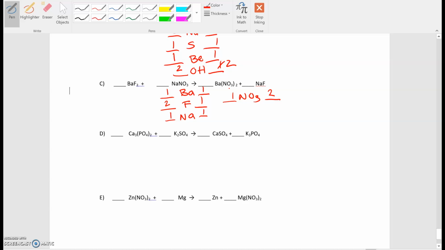Kind of take your pick of what you want to balance first. We can balance our fluorines first by putting a 2 in front of the sodium fluoride. 2 times 1 fluorine, 2 times 1 sodium. And on the reactant side, you would need a 2 in front of the sodium nitrate to balance your sodiums. And that also balances your nitrates.